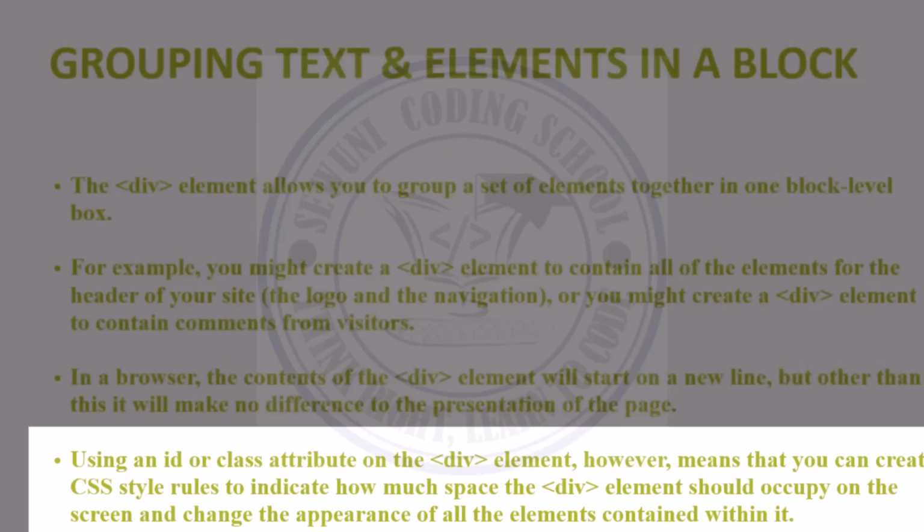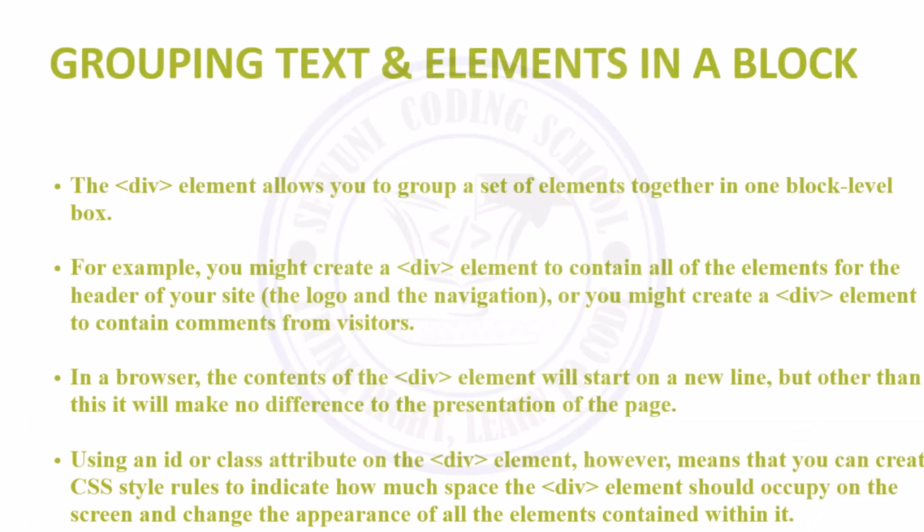When you do this thing, you want to what? You can also create CSS style rules to indicate how much space a div box should occupy on the screen, and change the appearance of all the elements contained within it. So instead of doing paragraphs and then giving them ID elements, you can decide to put all your paragraphs that you want, okay, in a div, and give a div an ID, then style that particular div in CSS. So when you style only the div, it is going to affect the div and all other elements it contains.